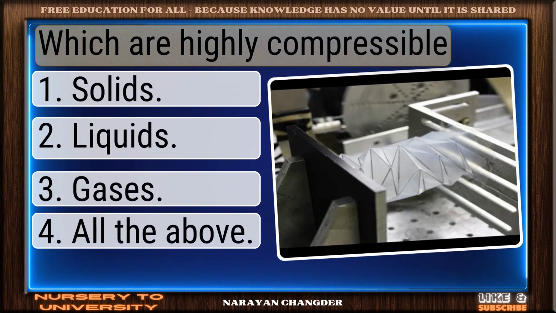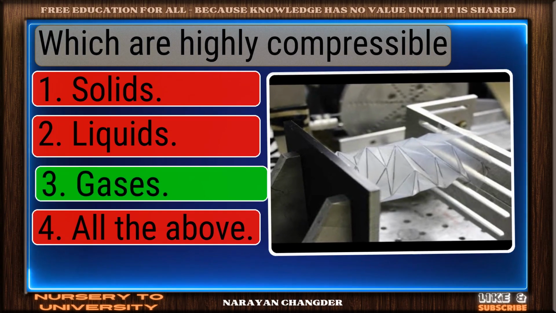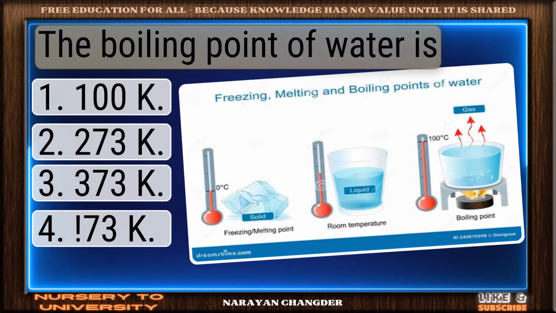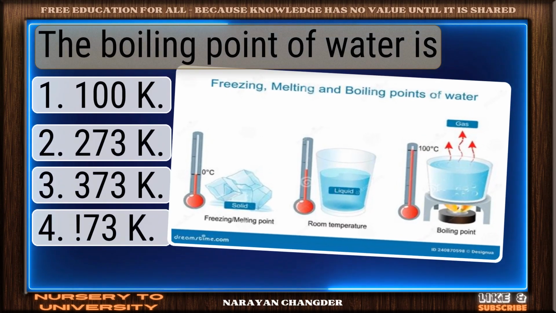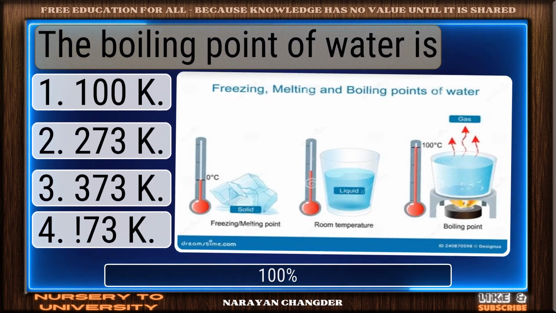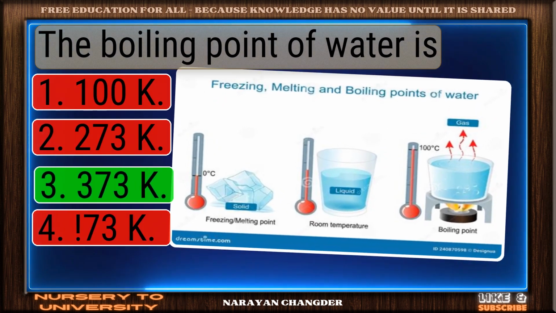Question number 95. Which are highly compressible? Well done. Gases is the right choice. Question number 96. The boiling point of water is? Well reasoned. 373 K is the correct choice.